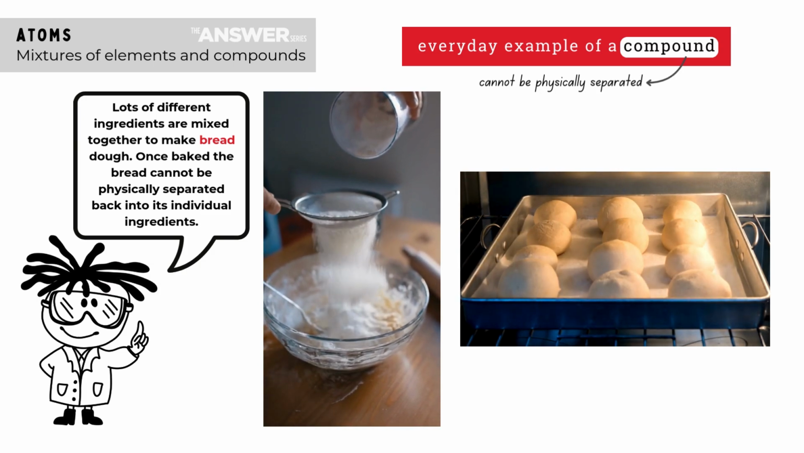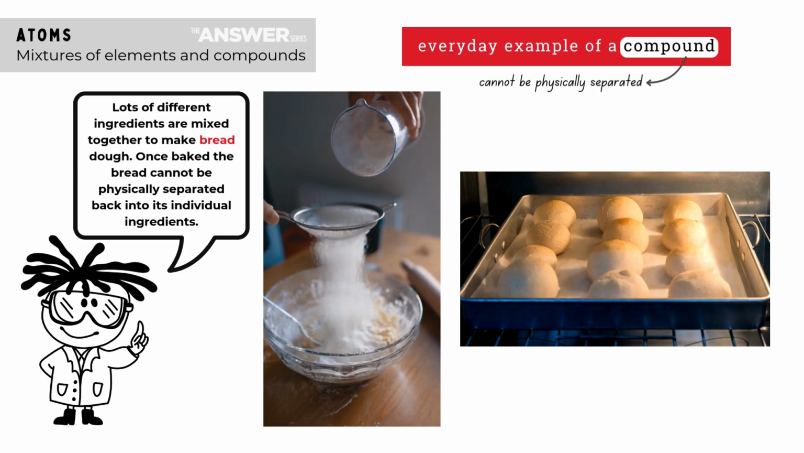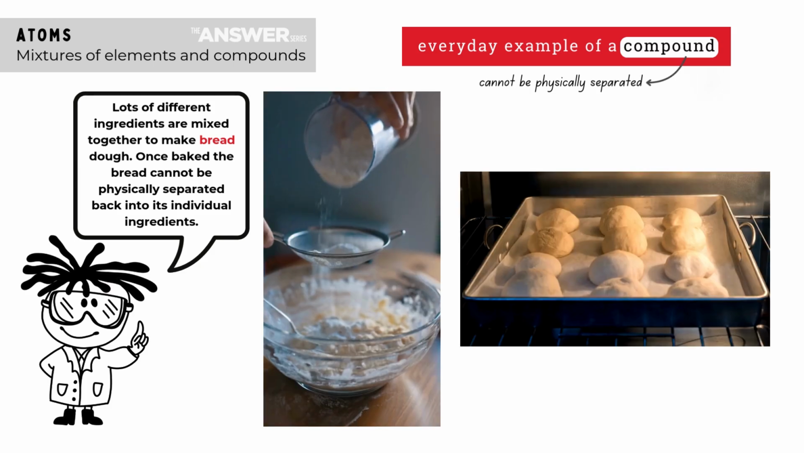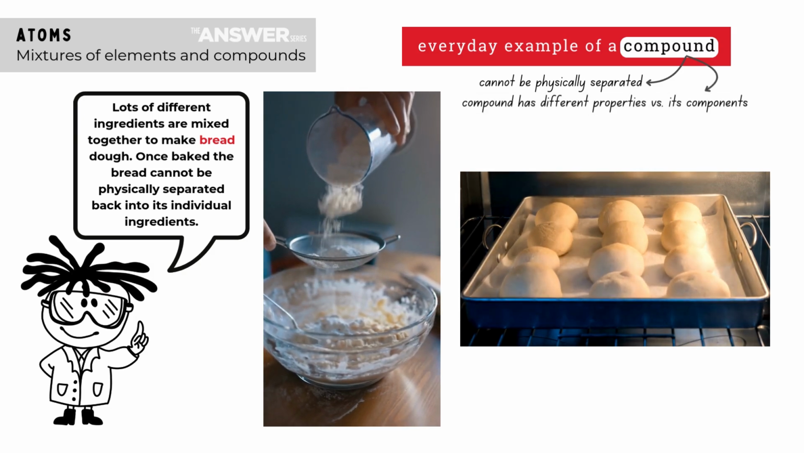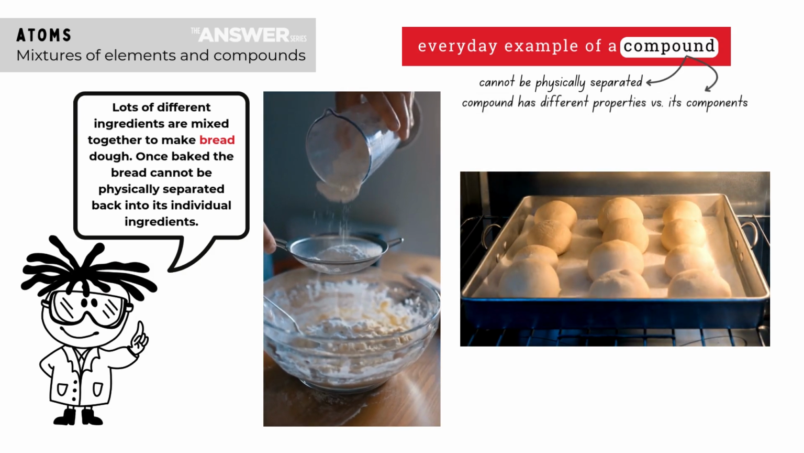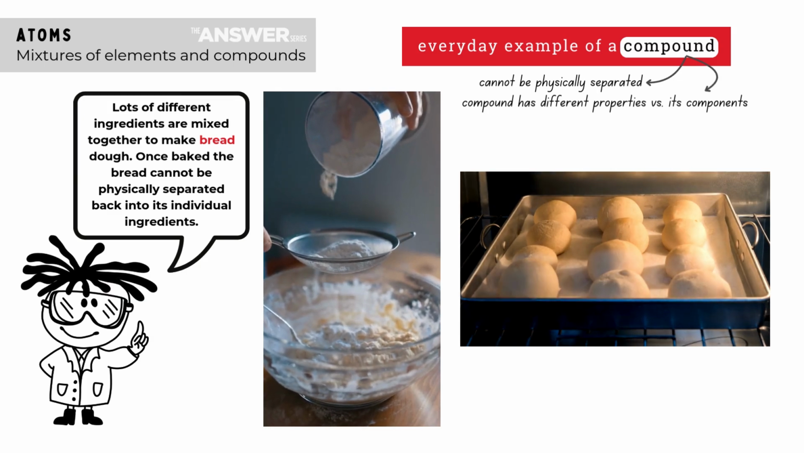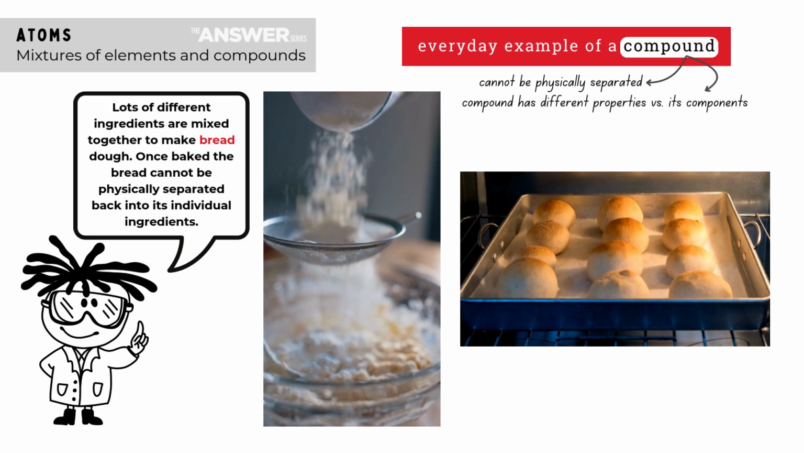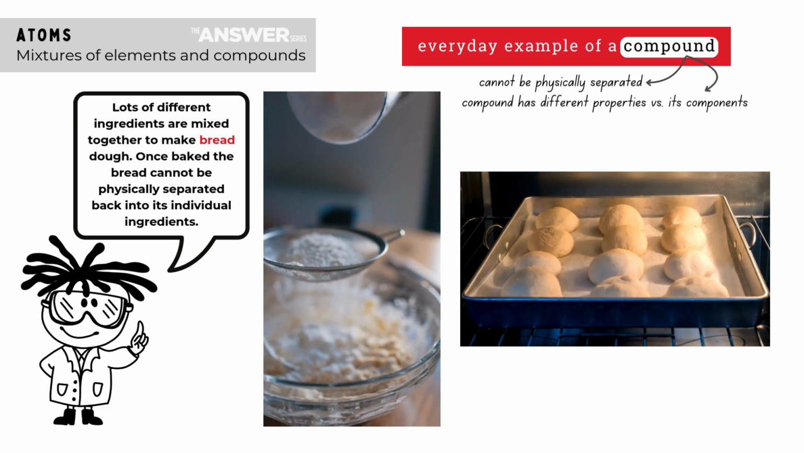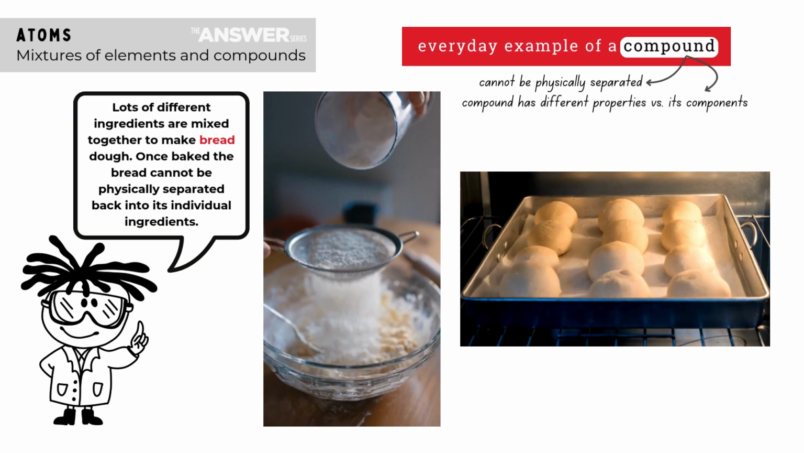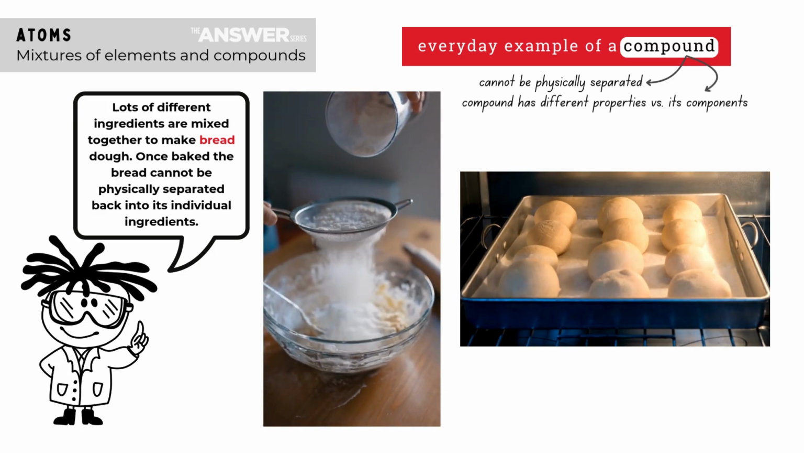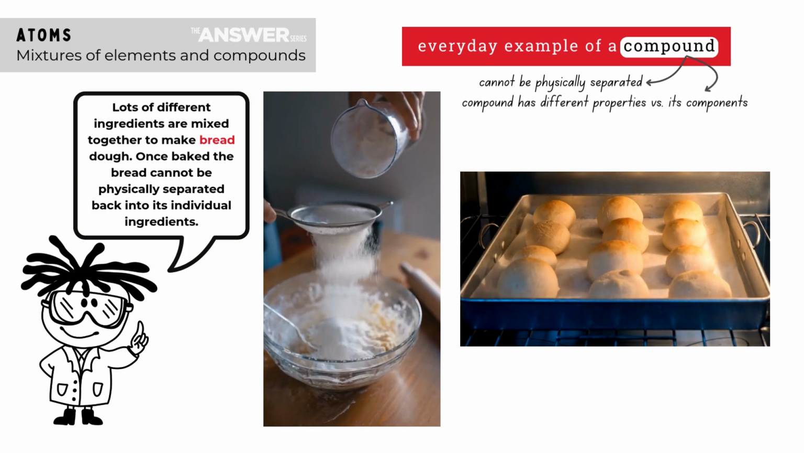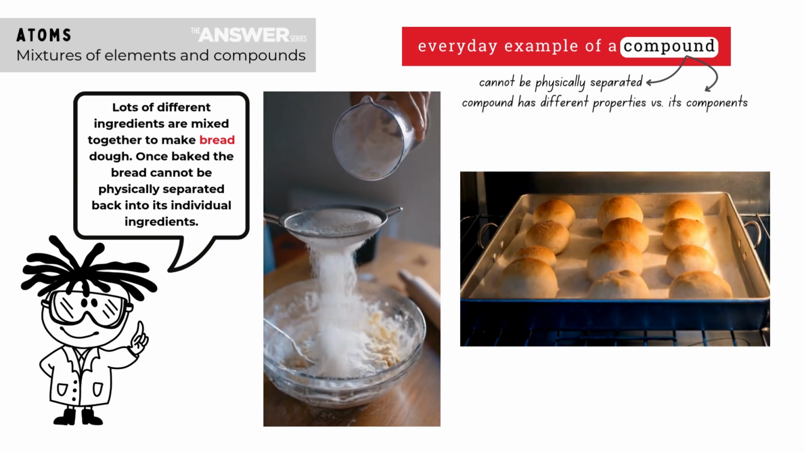You can't take out the flour, the butter, the salt, or the yeast because they're now all chemically bonded together in this bread. So in pure substances like compounds, the compound will have different properties compared to its original components. The bread, which is the product, the compound, looks different, smells different, tastes different compared to its original ingredients, its original elements like milk, sugar, eggs, yeast, etc.